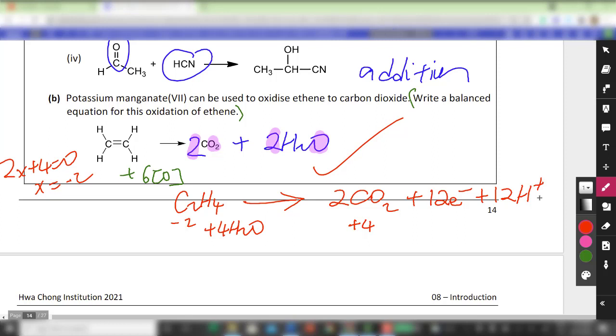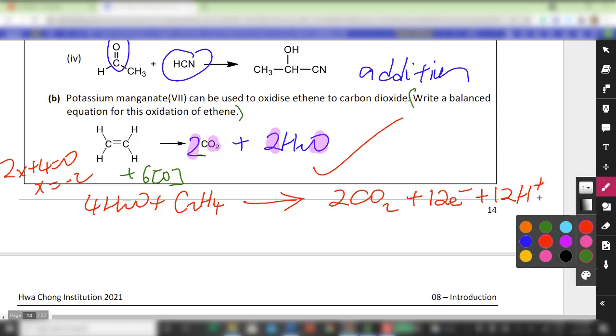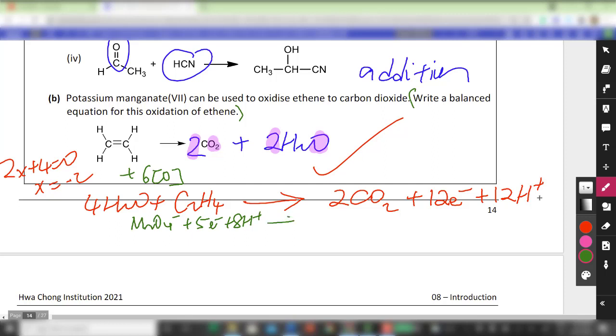4 H2O, because there's a total of 12 H on the right hand side, but on the left hand side I only have 4 H's, so I need 8 more H, so that's 4 H2O, and it will also help to balance the CO2. So maybe I will write it here, 4 H2O. I'll just erase this. And then for permanganate, you can just check your data booklet. MnO4- plus 5 electrons plus 8 H+ gives Mn2+ plus 4 H2O.